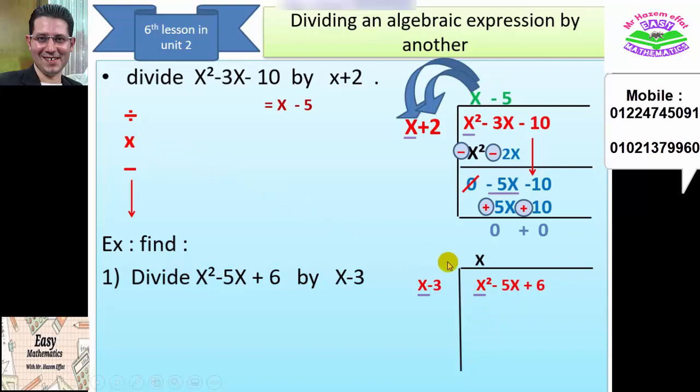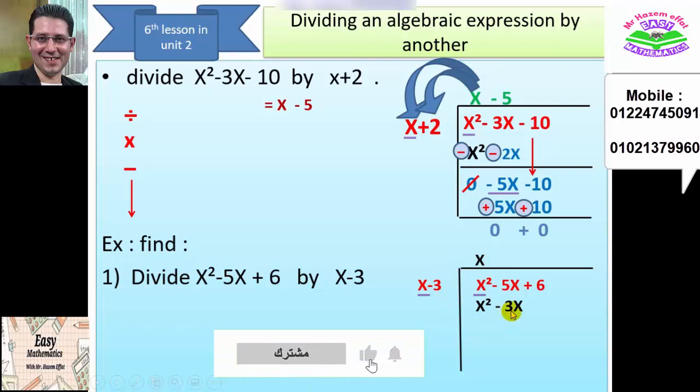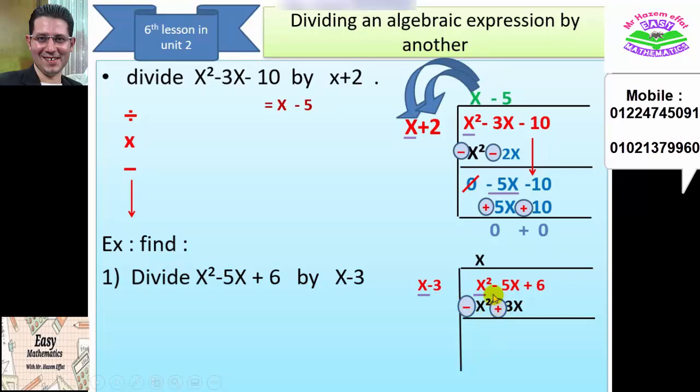And do the second step: we multiply x by every term here. x by x equals x power 2, and x by negative 3 equals negative 3x. And by doing the third step, we change both signs. When we subtract, it changes both signs, so it will be negative, positive. And by adding them, x power 2 with negative x power 2 equals 0, and negative 5x with positive 3x is negative 2x.